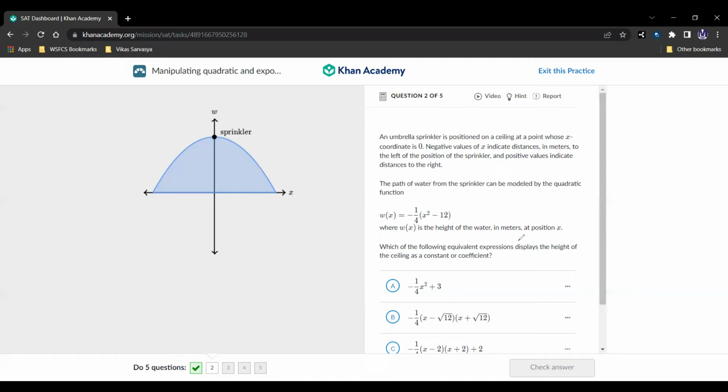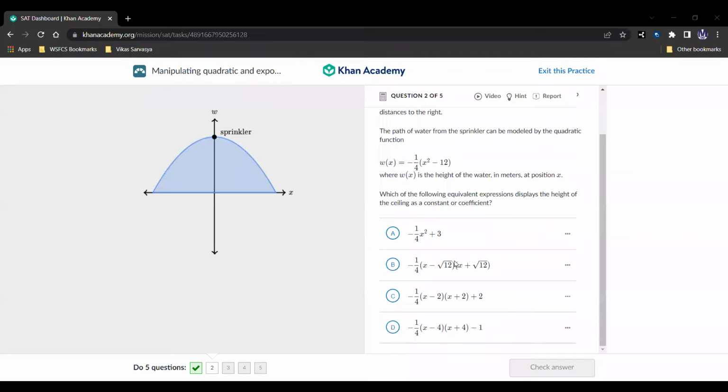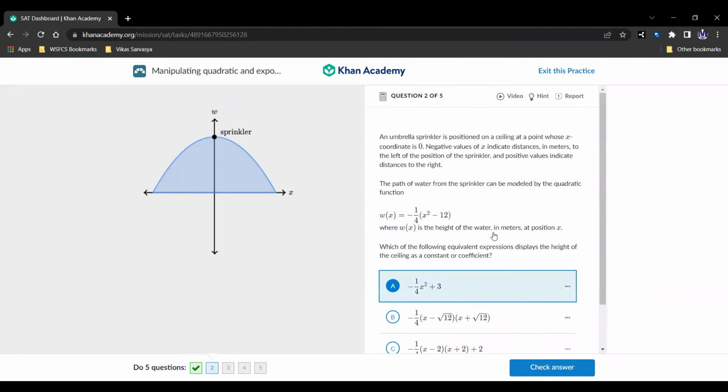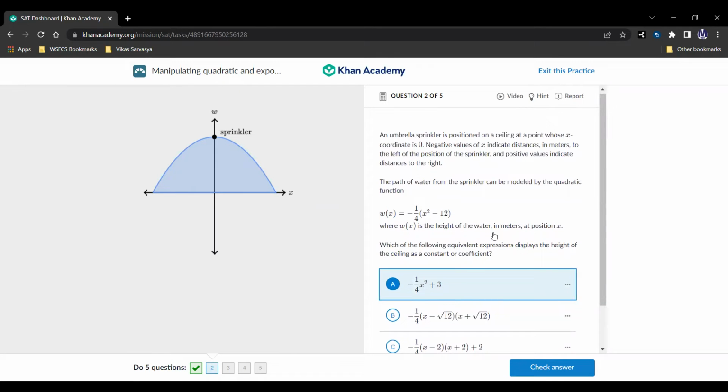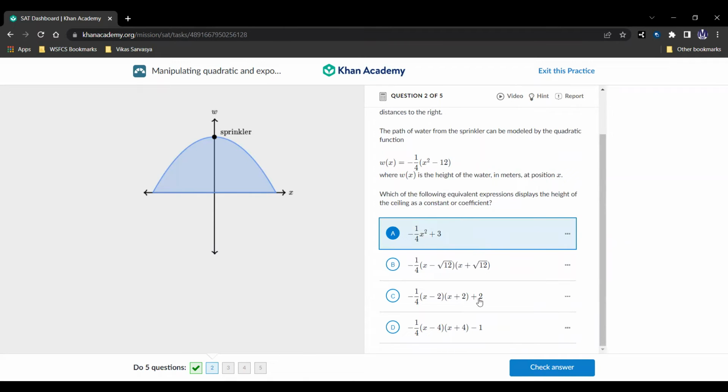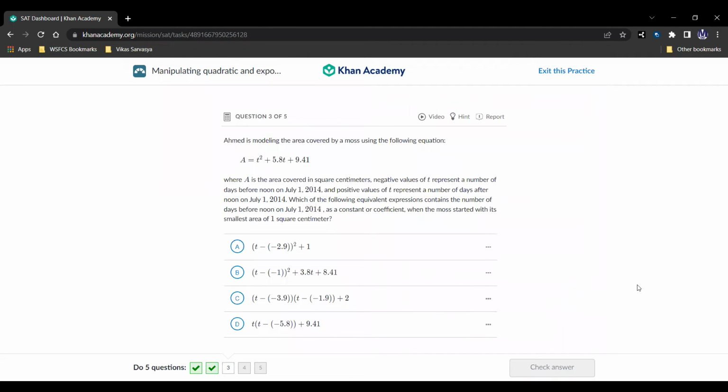And which of these equations displays the number 3 as a constant or coefficient? It is answer choice A, and that is our answer. It displays the height of the ceiling, which is 3 meters, and we can see here that it's an equivalent expression, and that this occurs where the x coordinate is 0, right? So where is the maximum? We're going to sprinkle right here. We plug in 0, and we get that our ceiling is just as we can see right here. And let's move on.